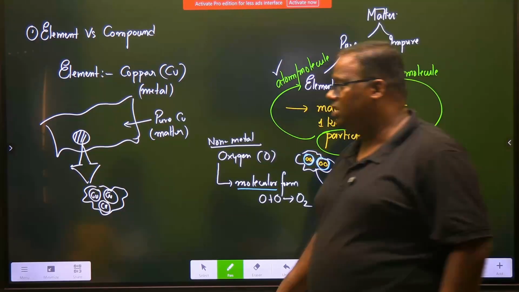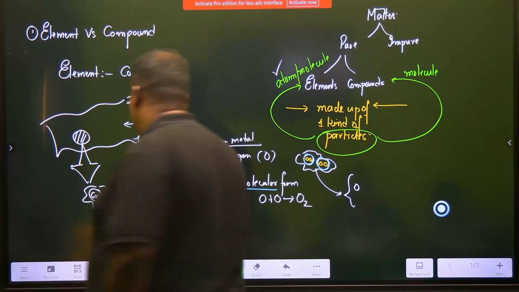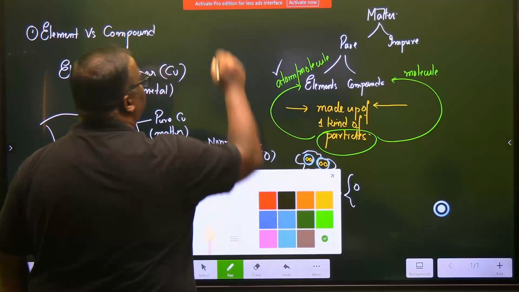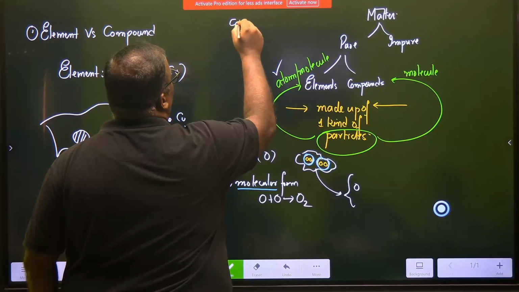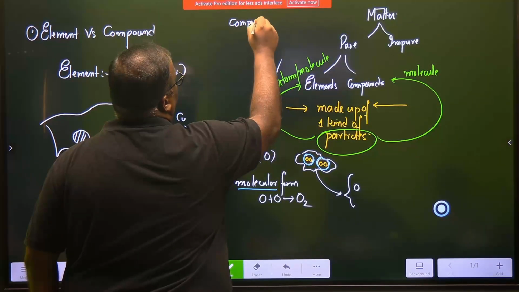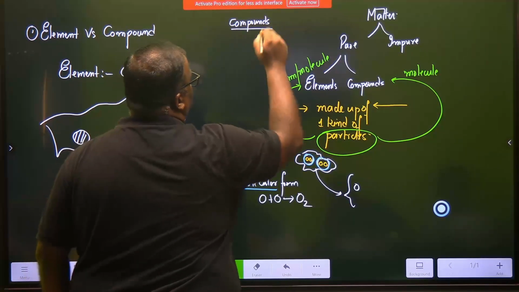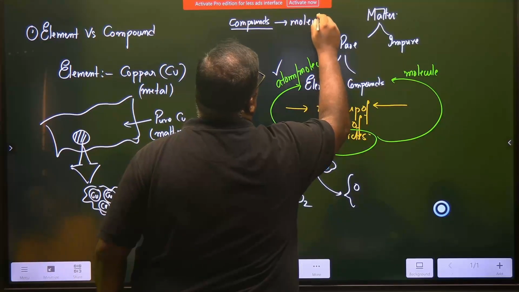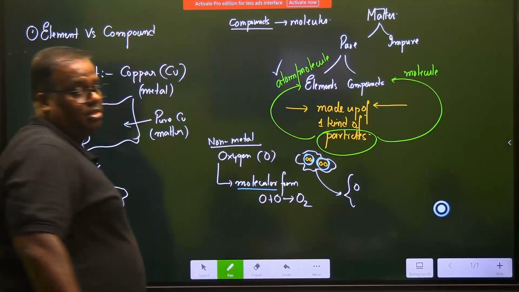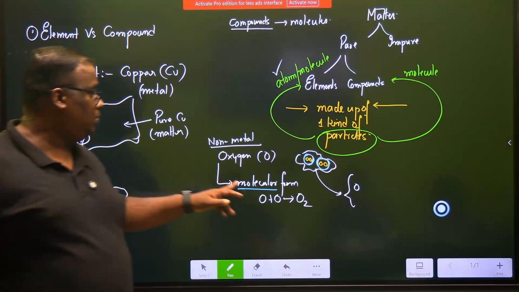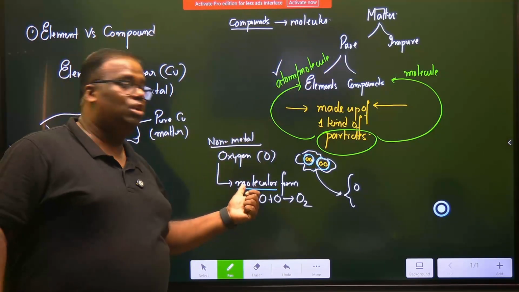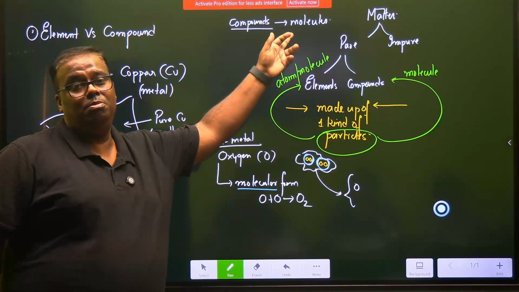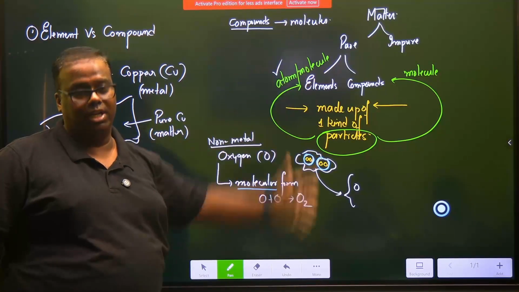Our next discussion is all about compounds. Now there is no ambiguity with compounds. Compounds are always represented by molecules at their granularity level. Then sir, what is the difference between this and this? This molecule will be made up of only one kind of atom. This molecule will be made up of more than one kind of atom.